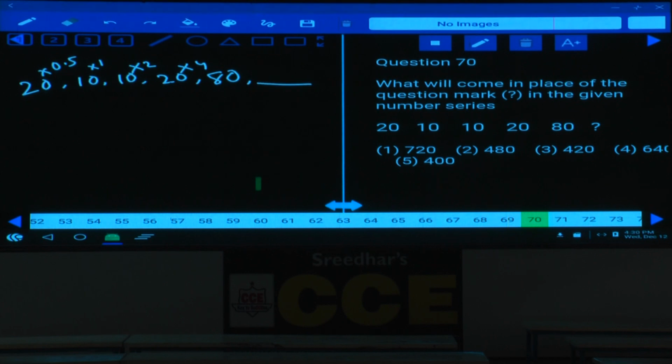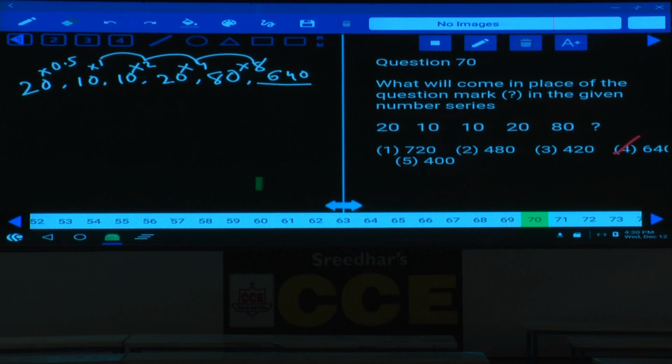Now check out these numbers: 0.5, 1, 2, 4. 0.5 into 2 is 1, 1 into 2 is 2, 2 into 2 is 4, 4 into 2 is 8. Now 80 into 8 is how much? 640. That is given in choice 4. The multiplicands are multiplied with 2: 0.5, 1, 2, 4, 8 and so on.